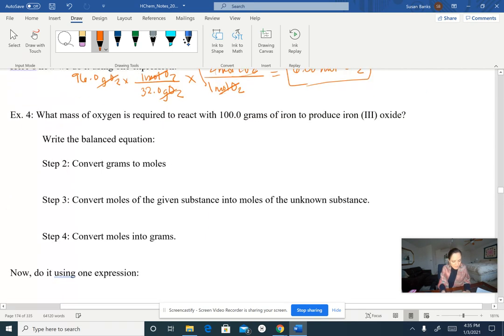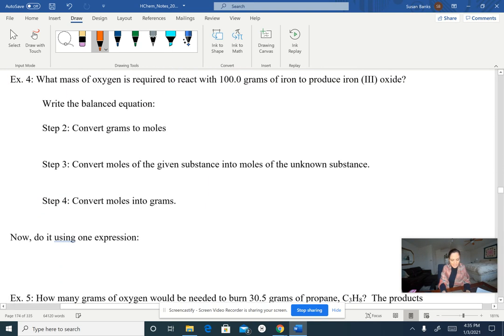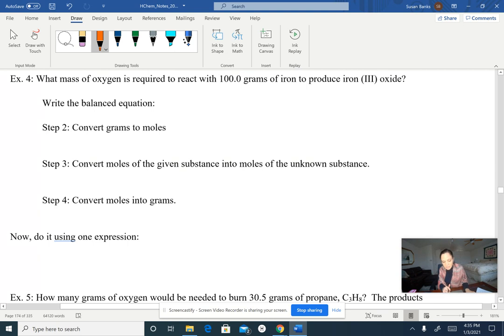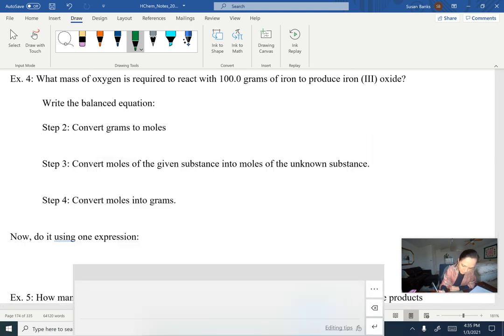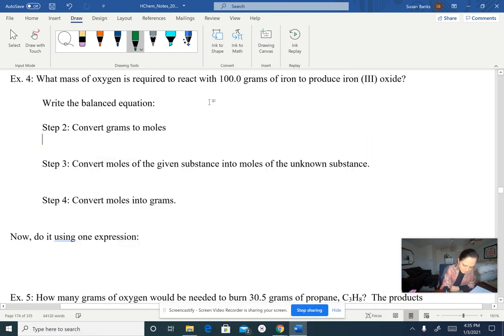So, what mass of oxygen is required to react with 100 grams of iron to produce iron 3 oxide? Okay, so first thing we've got to do is write a balanced equation. So here we go. We have iron.